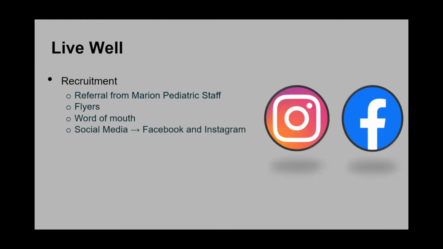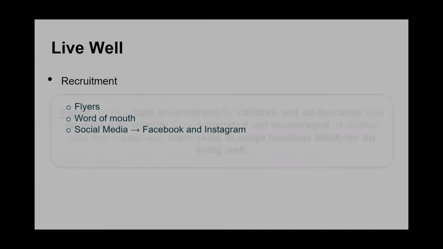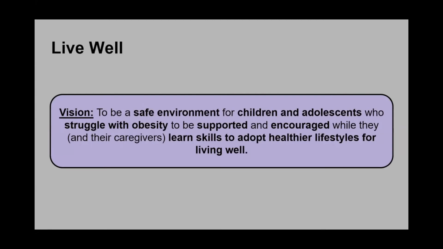So now that you know how we begin and get people into our program, what is it? What is our program like? So this is just a basic outline. It is 12 weeks, and it includes coaching, pre-testing and post-testing, and convenience sampling just for the sake of our study. Our vision, we want to provide a safe environment for children who may struggle with obesity, and we want to support them and encourage them while they are attempting to learn the skills necessary to adopt a healthier lifestyle and thus live well. Hence the name of our program.